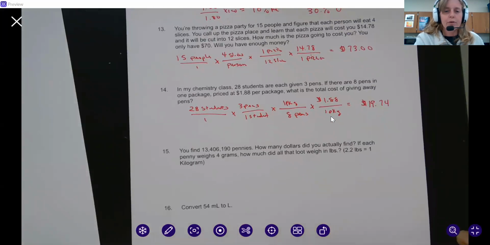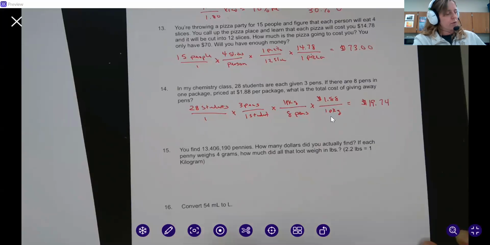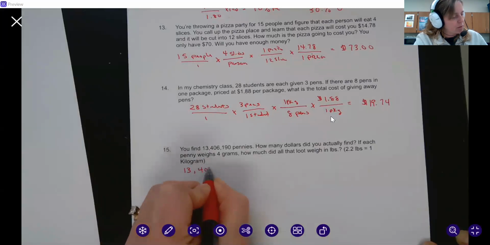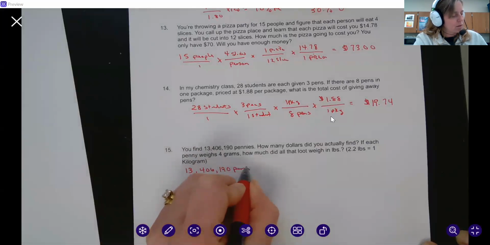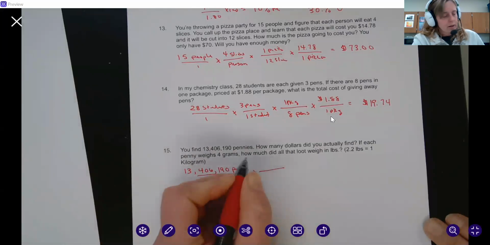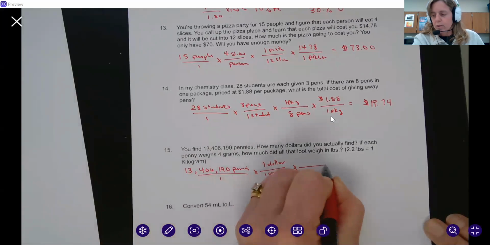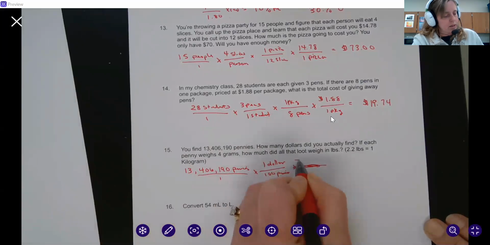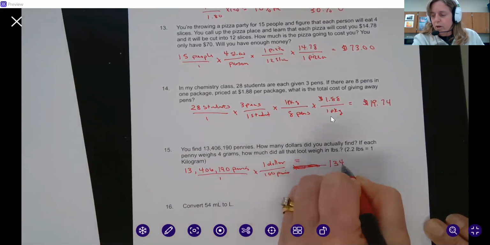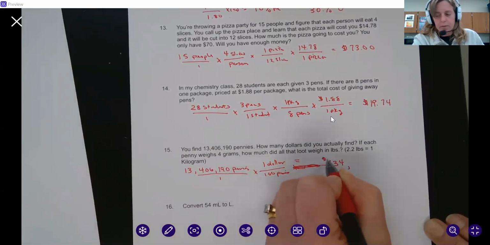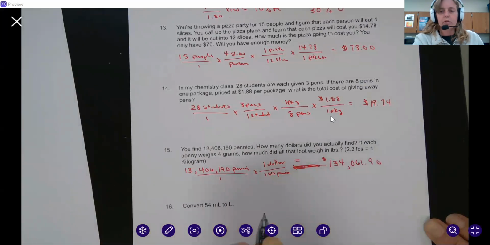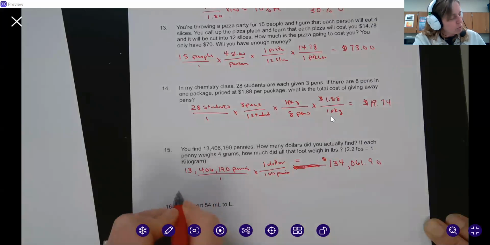All right, now you find 13,406 and 190 pennies. How many dollars did you actually find? Each penny weighs 4 grams. How much did all that loot weigh in pounds? So it's 2 problems here. So first of all, we're going to take our 13 million pennies over 1, and $1 is 100 pennies. And that's going to equal $134,061.91. Okay. Now, how much did that loot weigh?